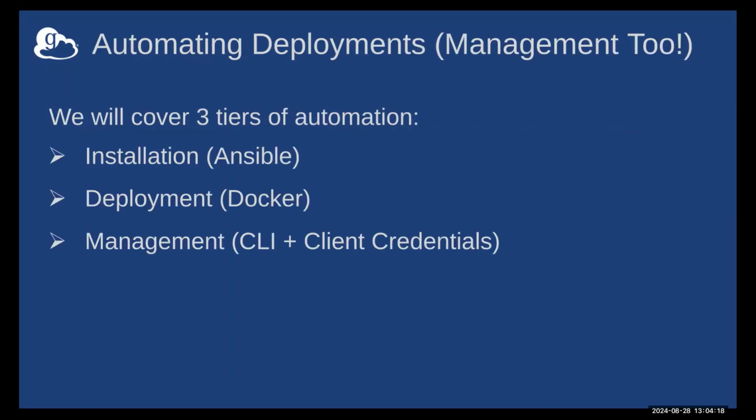So we'll cover 3 topics for automation, which takes us a little beyond just covering the deploy repo, but I think it gives us a complete overview of available tools. We have an Ansible role in the deploy repo that can be used to automate installation of GCS. We have Docker files for GCS also located in the deploy repo that can be used for spinning up GCS nodes. And lastly, we'll talk about how to automate GCS management using the GCS CLI with client credentials.